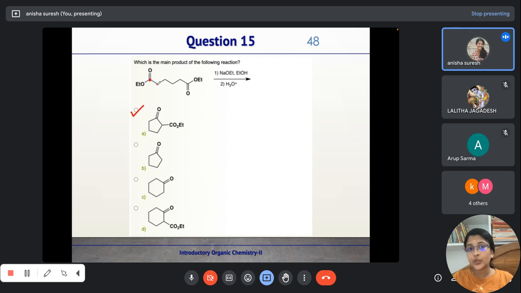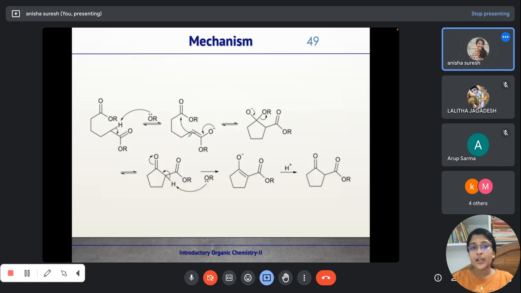Here you see 1, 2, 3, 4, 5, 6. Right, it is a 6 carbon system. So if you are saying this is option B, you should count this carbon also: 1, 2, 3, 4, 5, 6, 7. There will be 7 carbons, so this will not be the right option. So we will see the mechanism. This is a 6 carbon system, which is a diester.